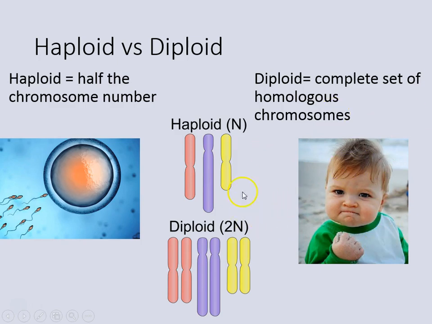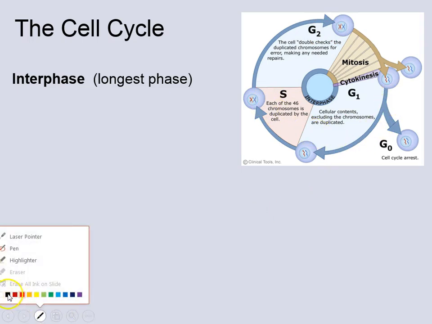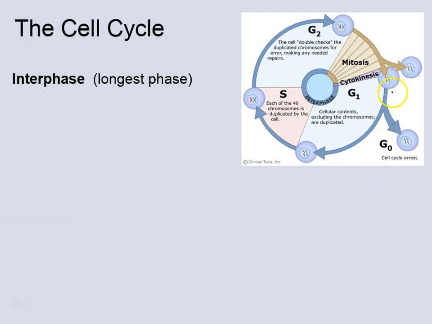So once you've got that full diploid cell, how does it make copies of itself, and how does it make exact copies of itself? If we look at the life cycle of any cell, we break it down into what we call the cell cycle. Interphase is going to be the longest phase. That's all of this right here. Let me see if I can highlight that for you. This whole thing is going to be interphase. And then over here, this is just the mitosis part.